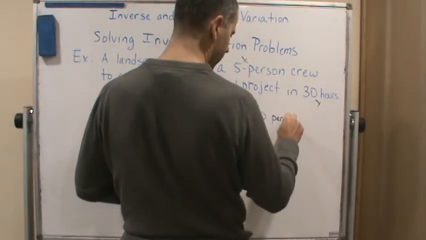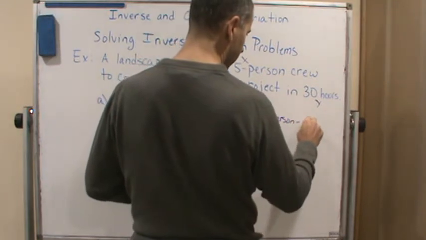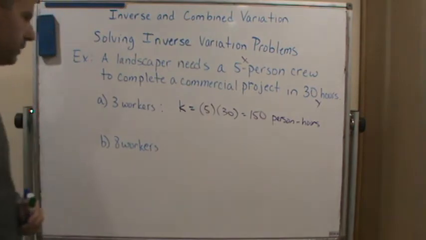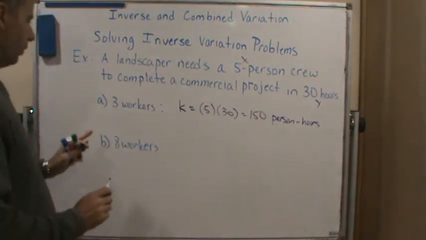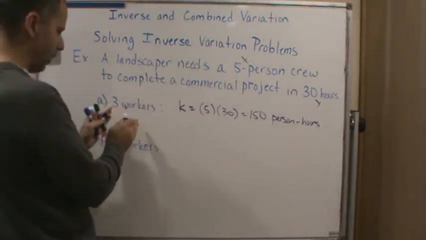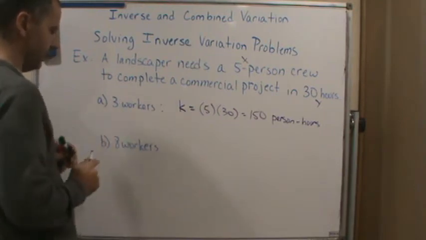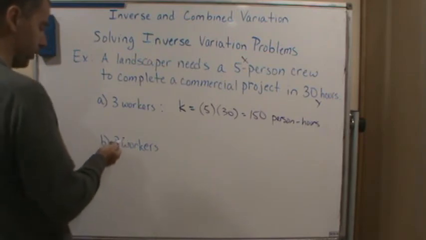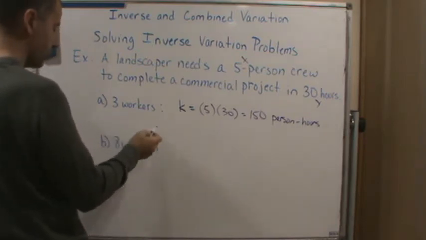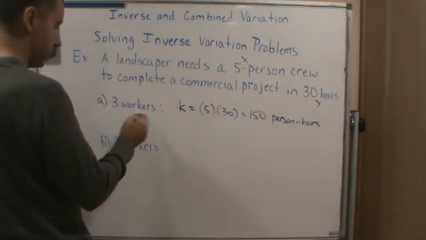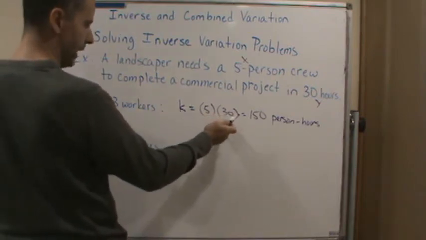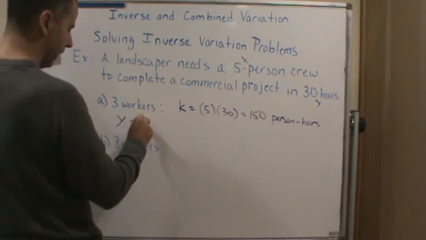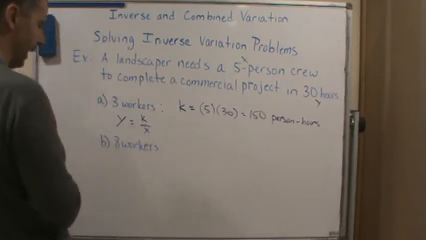Okay, now, by the way, for the units, this is person hours, just to have the units. Now, okay, now that I have a K, how long is it going to take to finish the job if I only have 3 workers in my crew? So now I'm going to use my formula this way. Instead of using K equals X times Y, now I'm going to use Y equals K over X.